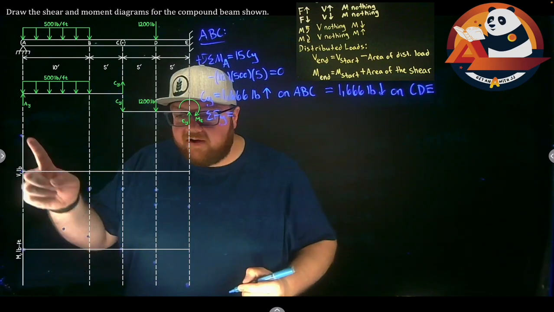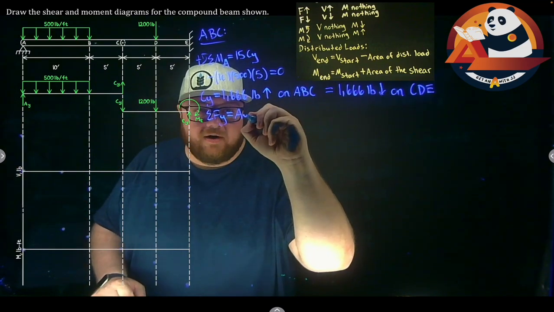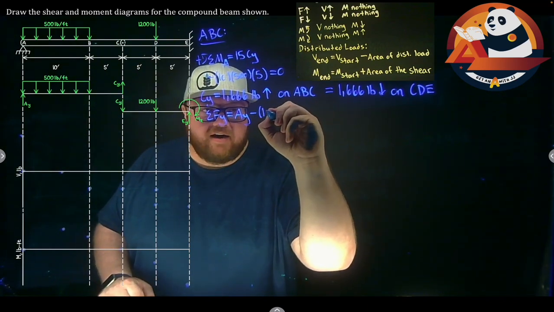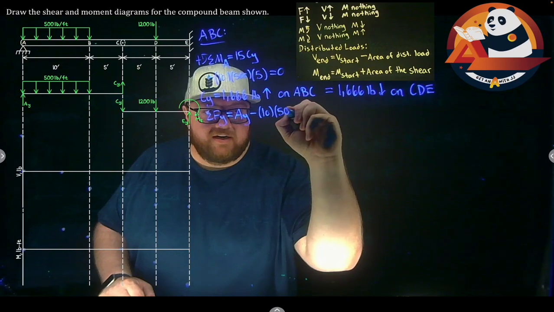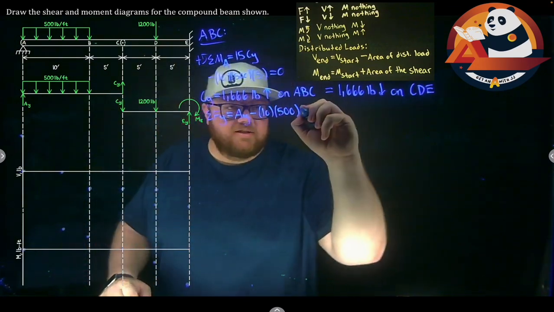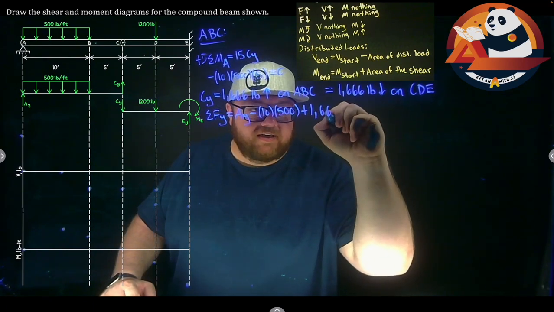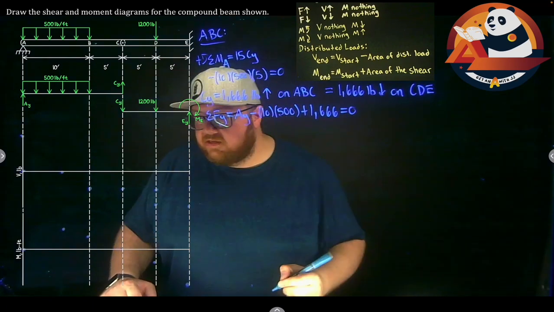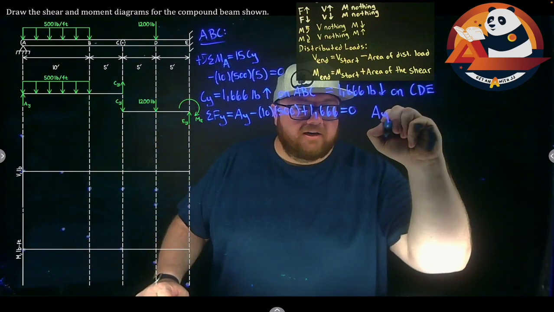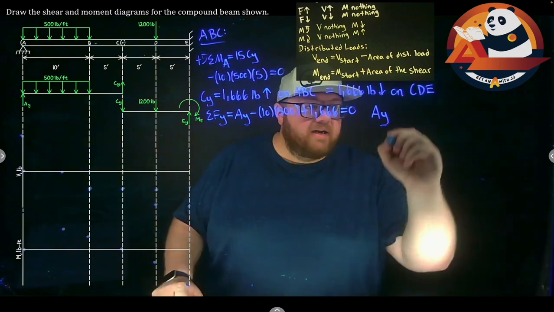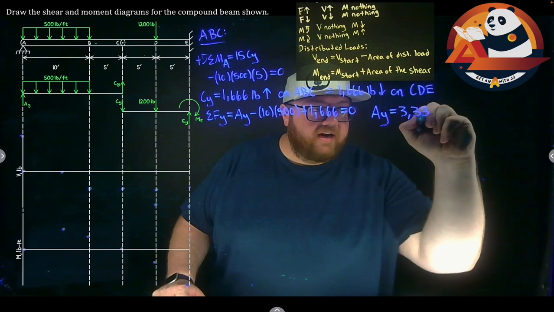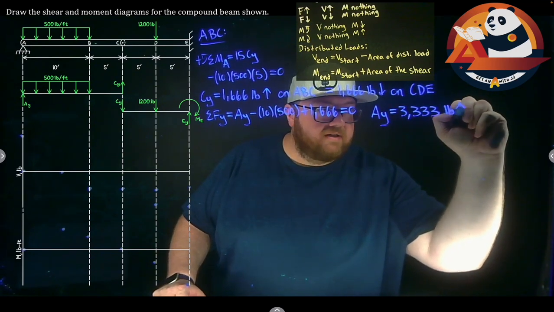I have AY going up. I have my distributed load coming down, so minus the area, 10 times 500. And CY is going up, plus 1,666. That gets us to 0. If I solve that for AY, I get a positive number, so I guessed the right direction. It is going up, and it is 3,333 pounds going straight up.